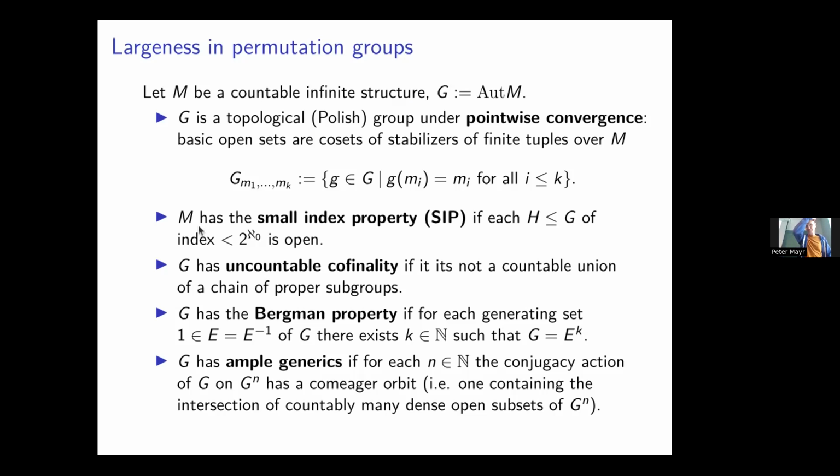Now, a few properties that people have been studying about these automorphism groups. The first one is the so-called small index property. A structure M has the small index property if every subgroup H in the automorphism group whose index is smaller than 2 to the Aleph naught is open. So that means it contains one of these stabilizers of finitely many points of the whole automorphism group. This just means that if the index is small, then this subgroup has to be big. Right? It contains an open set.